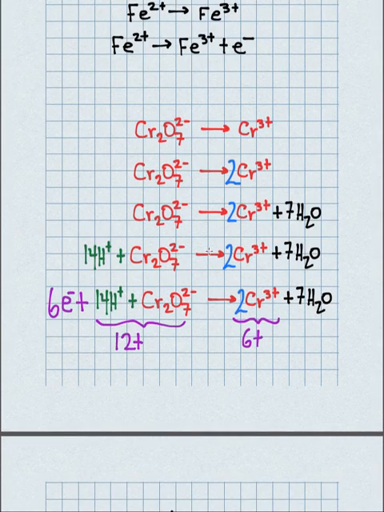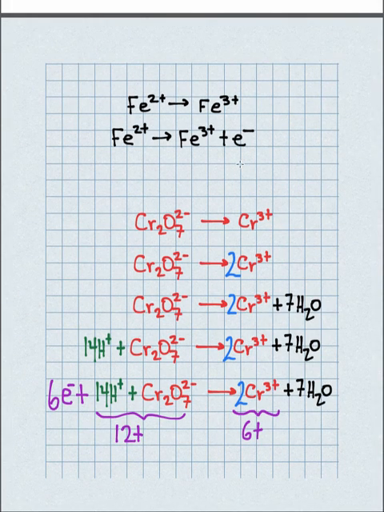And now, this side has 2 times 3 is 6 pluses. This side has 14 pluses and 2 minuses for a total of 12 pluses. I add electrons to the side of the equation that's too greatly positive. So this is 12 pluses compared to 6 pluses on the right of the arrow. So I need to add some electrons over here. So I add 6 electrons to bring this down to a 6 positive to balance that 6 positive.